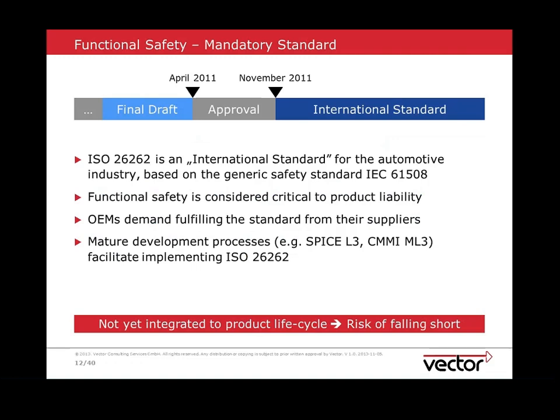We see it also relating towards combinations of, for instance, other development processes as SPICE, CMMI, which help to facilitate the 26262 implementation. On the other side, we also see still that a lot of the activities which have, for instance, been historically driven out of the IEC 61508, which was a kind of a predecessor, which is a bit more high level than the 26262 and which is not industry specific, that it is not yet integrated really to the life cycle, which has two major drawbacks.